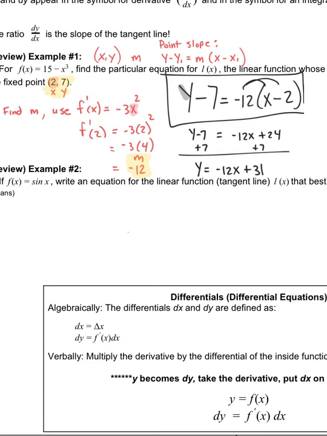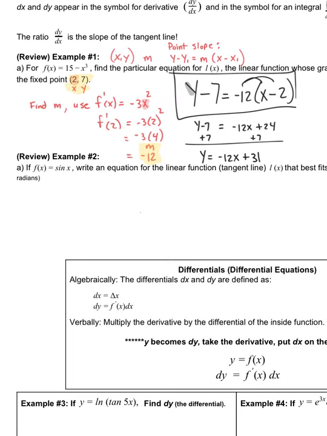Now to check your work, I'm going to highlight it in green. You would use your graphing calculator. You would graph the original function. You would graph your tangent line, and then you should see that this line hits this curve in one spot at this point. There's example 1, calculus.